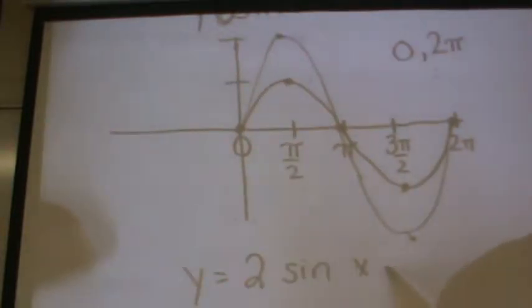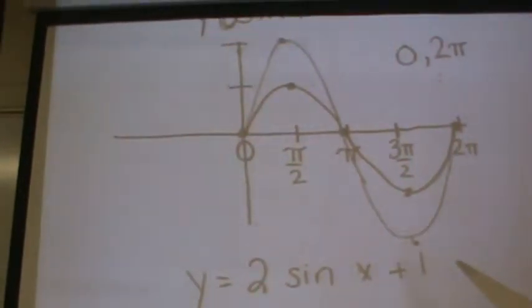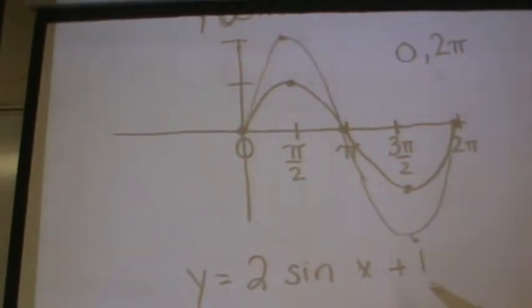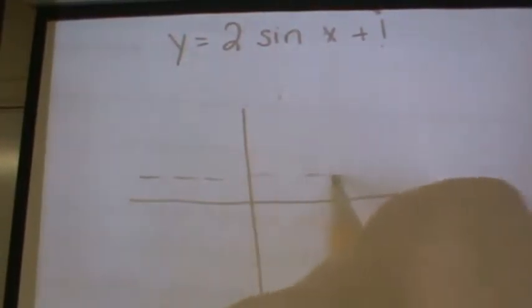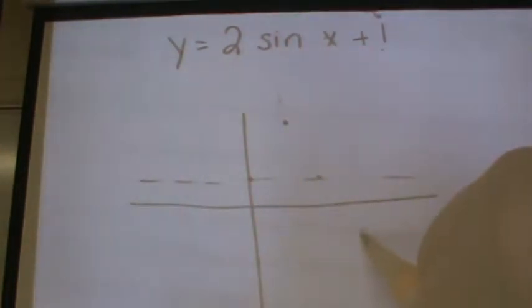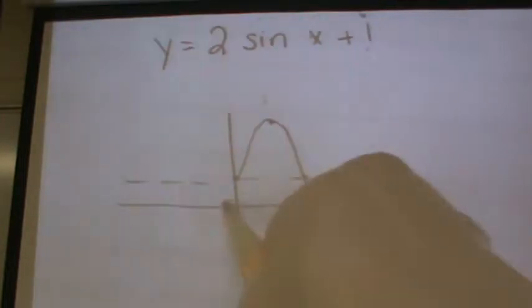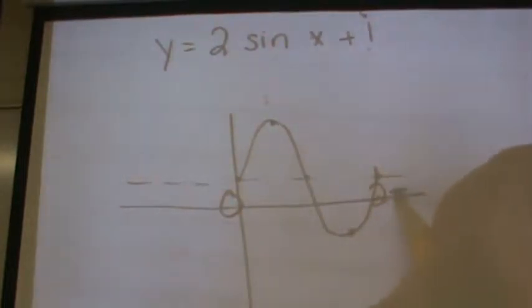Now, what if you had a number outside here? What would you then do? What does this +1 do? It shifts your graph 1 unit up, and then you'd go 2 above, like this. But still, the period is from 0 to 2 pi.